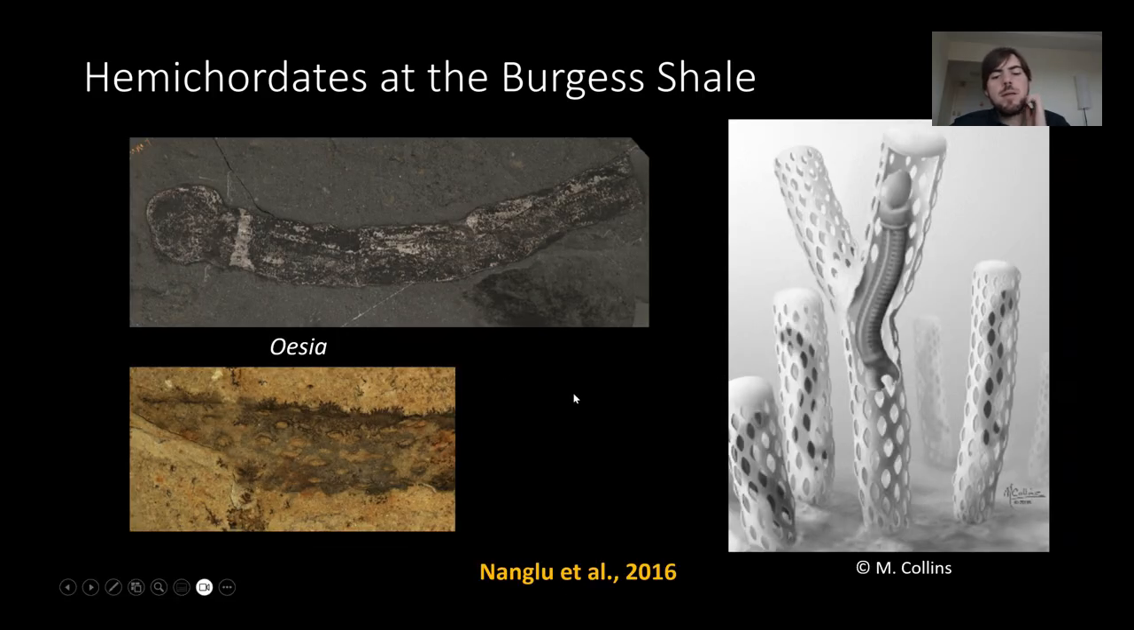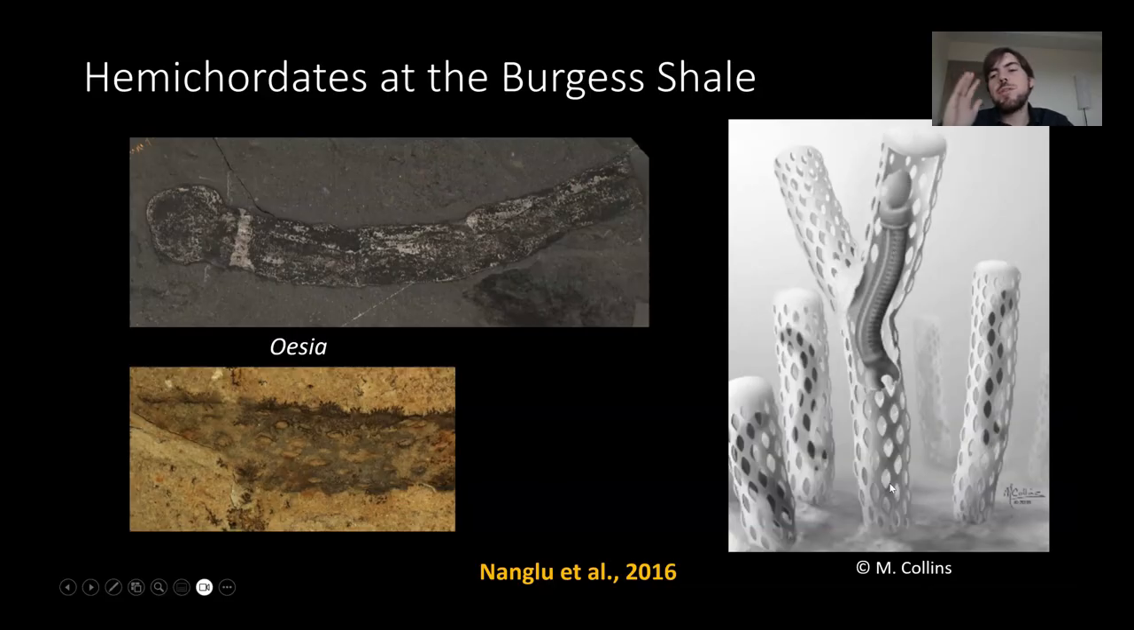But then everything changed, and we now think that it's not a green algae. So what is it? Carmen Anglo, a previous PhD student from our lab, in 2016 described fossils of Oesia, which is this hemichordate, and this hemichordate was inside this Margaretia. So we think that this is the same fossil. It's just that this is the tube, and this was the organism living inside. And you can see here the reconstruction: the tube, the Margaretia, and here the Oesia.